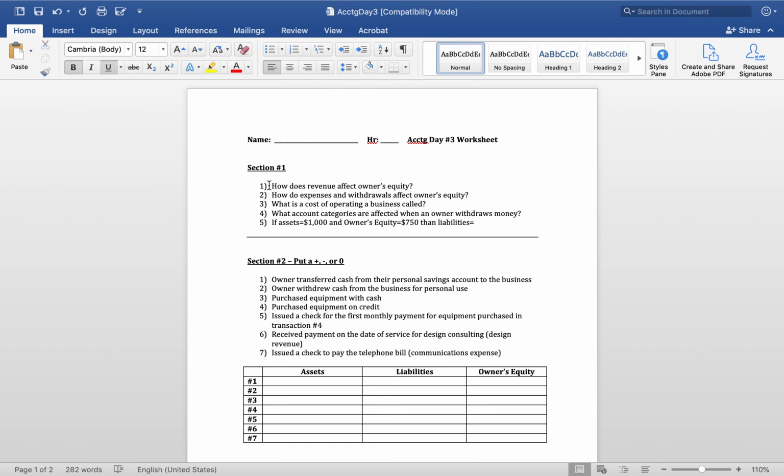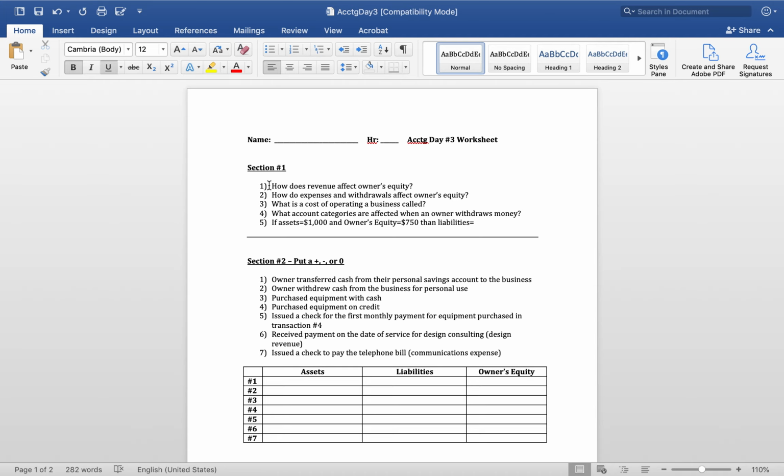Number 4, what account categories are affected when an owner withdraws money? Well, number 2 basically tells you exactly that. So that would be what we lost from the business. So that would be cash. So that would affect assets. And then also owner's equity, because money is coming out of capital. So assets and owner's equity, they would both be going down or negatively affected.